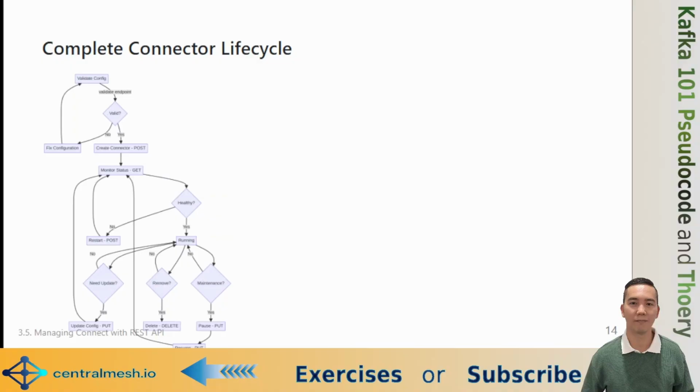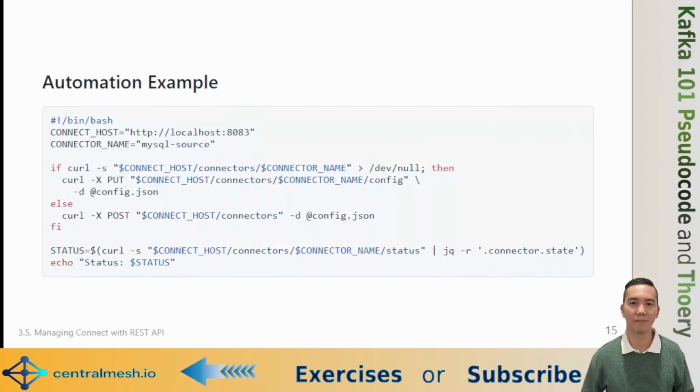If we need to change the configuration later, we send a PUT request which updates the connector and restarts it. During planned maintenance, we may temporarily pause the connector and later resume it without losing offsets. Finally, when the connector is no longer required, we remove it using DELETE. Notice, managing a connector isn't a one-time action. It's an ongoing operational life cycle involving deployment, monitoring, maintenance, recovery, and eventually retirement.